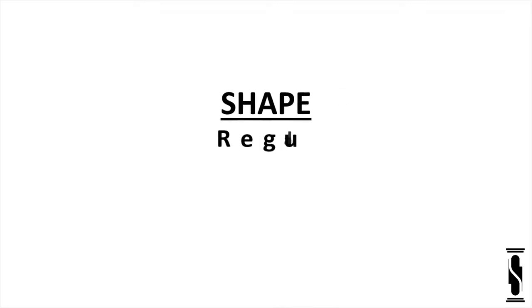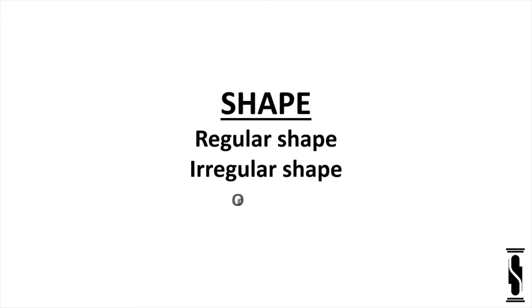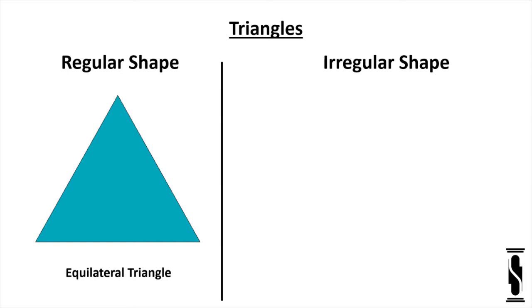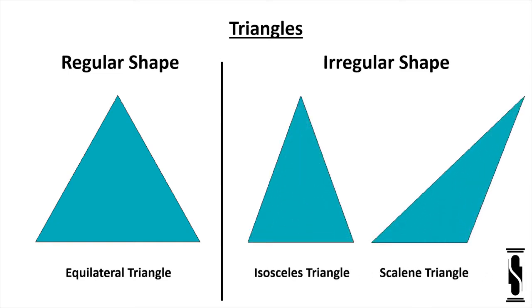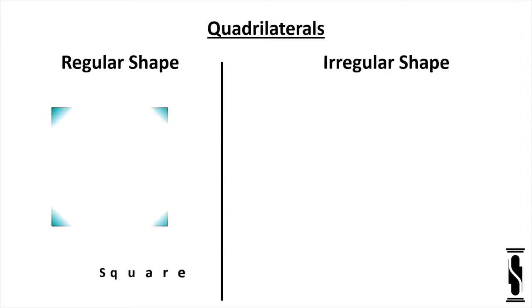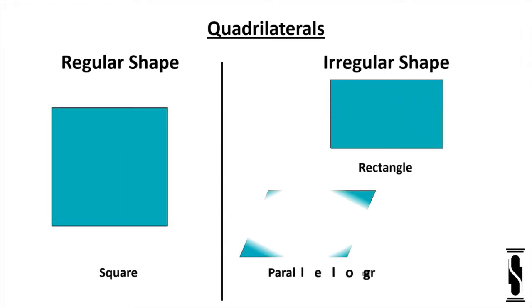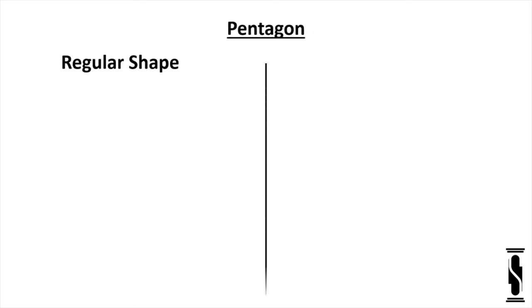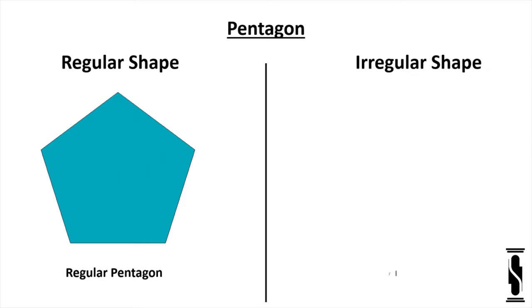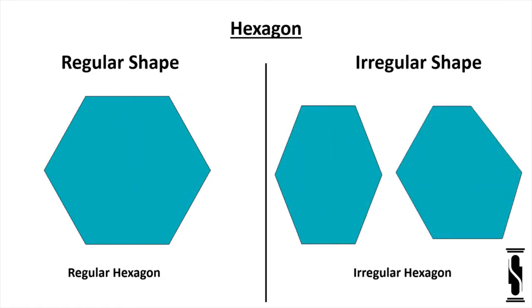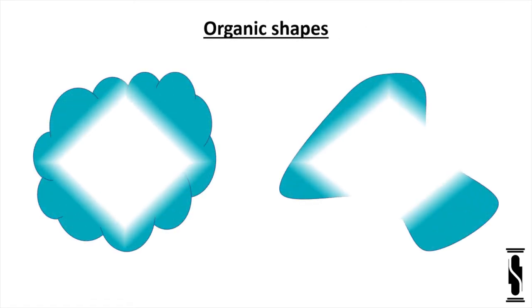Shape is further divided into three categories: regular shape, irregular shape, and organic shape. Regular shapes are those which have all equal sides and all equal angles. But an irregular shape does not have equal sides and equal angles. And organic shapes are freely drawn shapes.